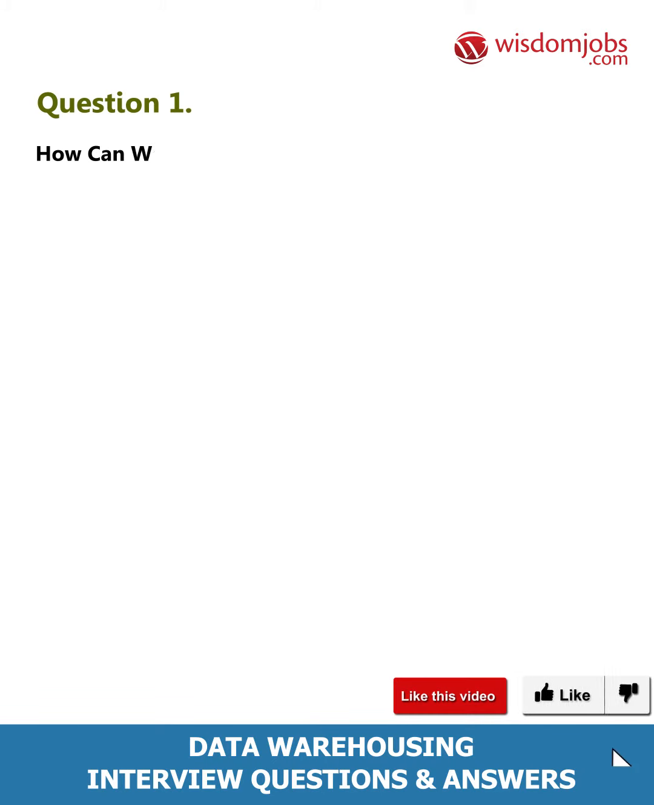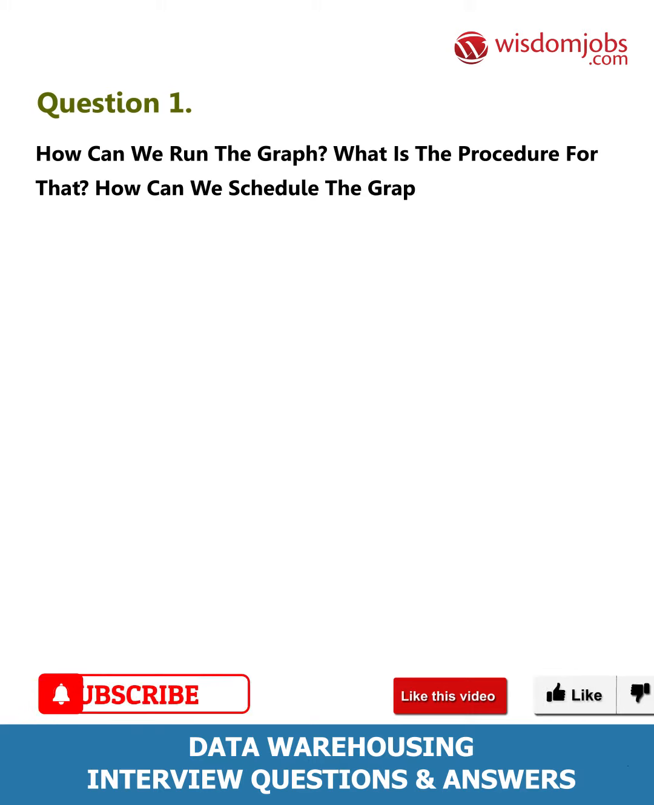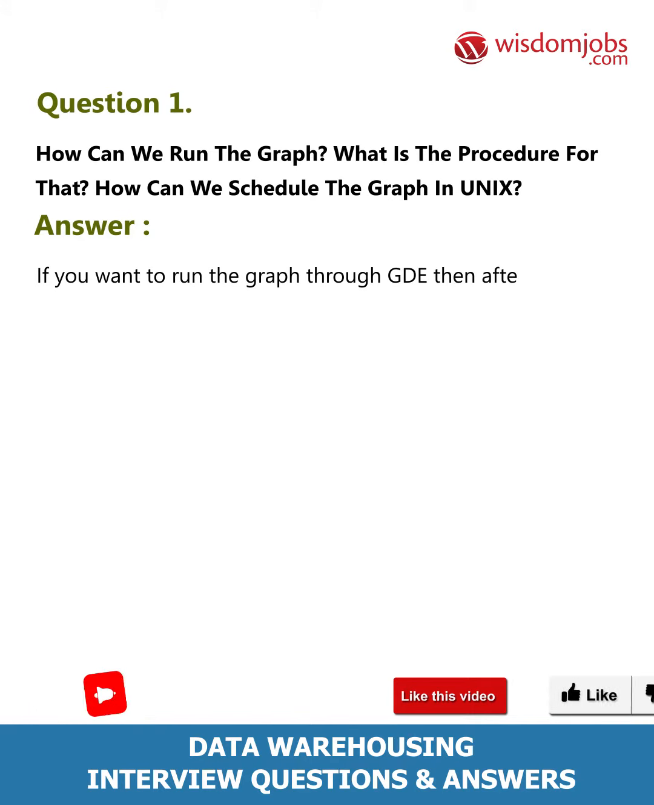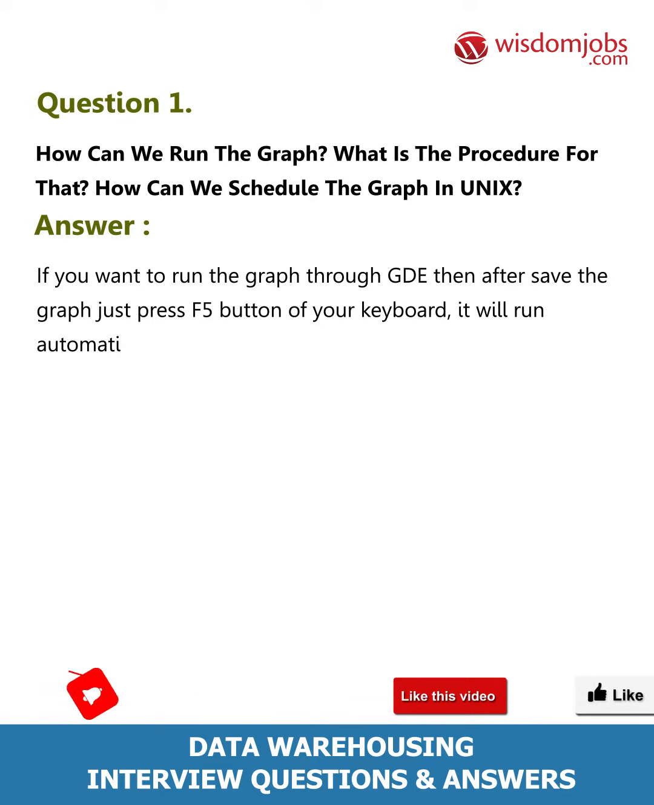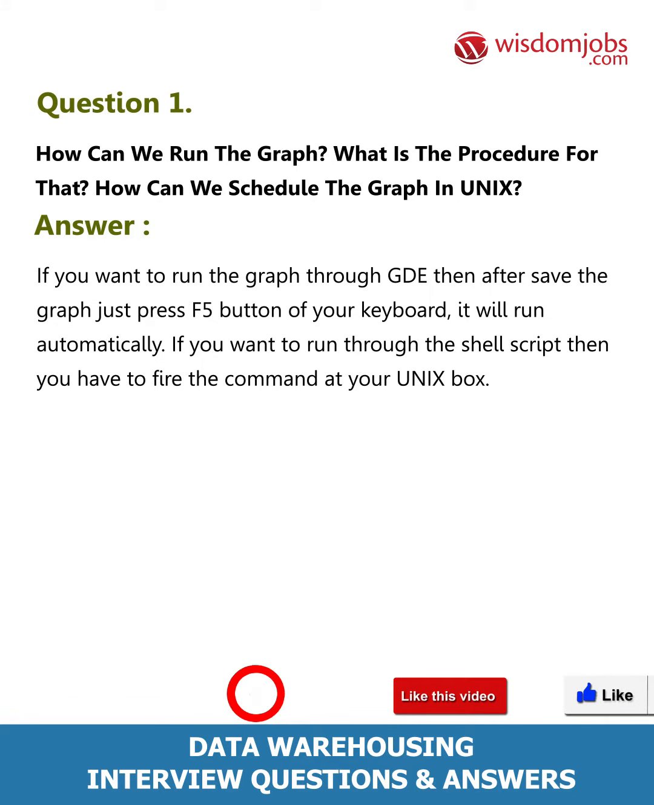Question 1. How can we run the graph? What is the procedure for that? How can we schedule the graph in UNIX? Answer. If you want to run the graph through GDE, then after saving the graph, just press the F5 button on your keyboard. It will run automatically. If you want to run through the shell script, then you have to fire the command at your UNIX box.